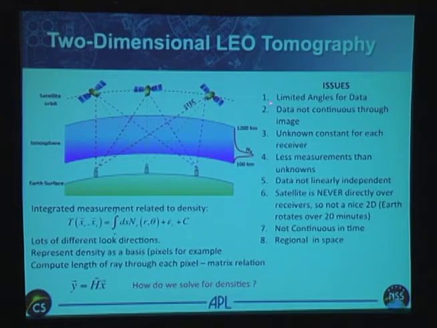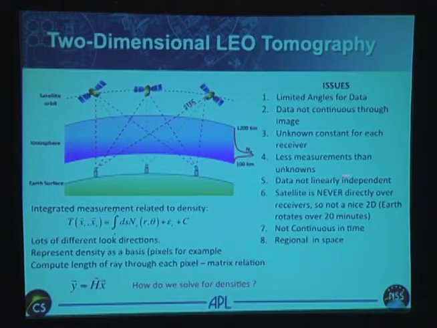So what are some of the problems? Well, you can just see limited angles. I mean, we have limited angle seismic tomography. We have all kinds of limited angle problems. We have the unknown constant that we have to address for each receiver. Oftentimes, we have fewer measurements than unknowns. I mean, if the ionosphere is very, very structured and you need to lay down pixels horizontally every 50 kilometers and every 10 kilometers of altitude, you may not have enough measurements.